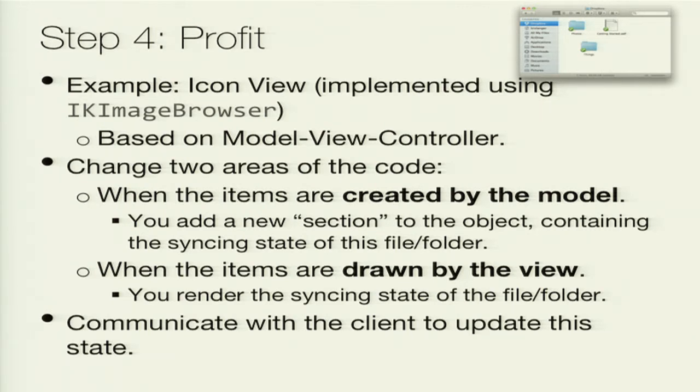And then you change the view. When the view is ready to be rendered, you check that state, and then you choose what to draw based on that state. On top of that, you also need to make sure that you set up some way to communicate with the client, because the Finder plugin won't itself have the information on whether a file is synced or not. It'll need to ask the client. And then you end up with this after many iterations.